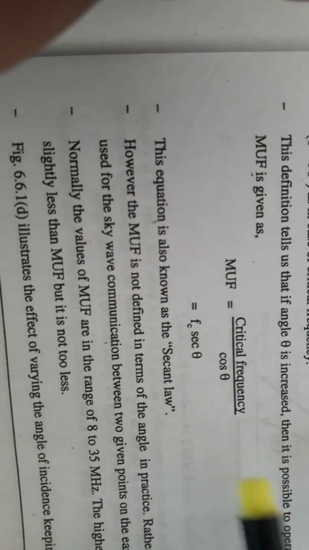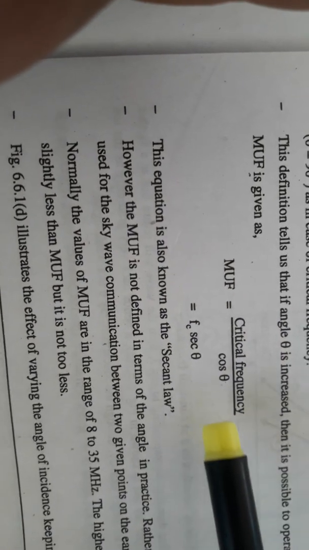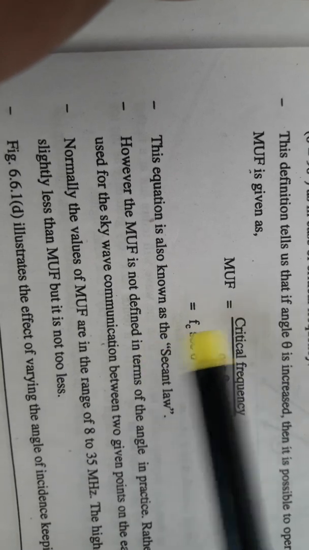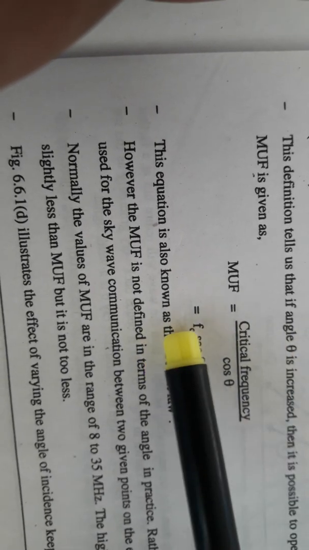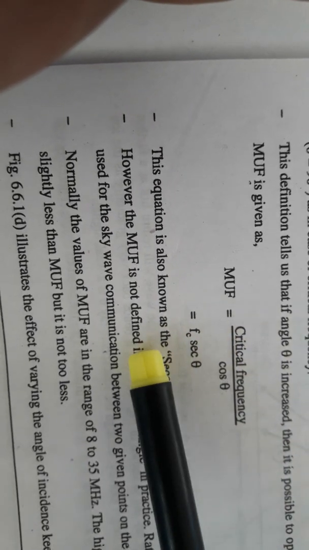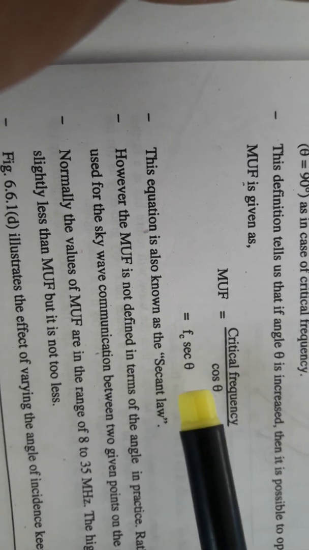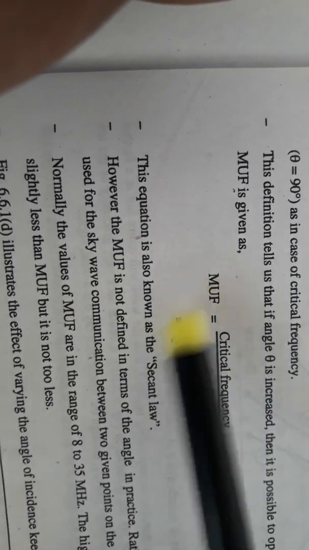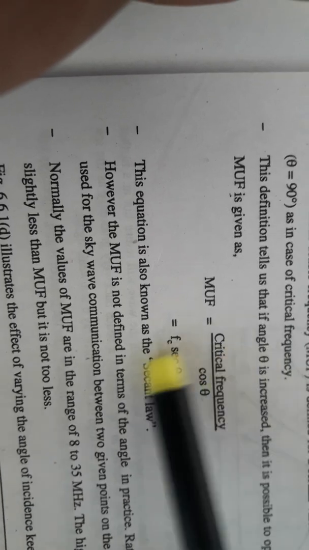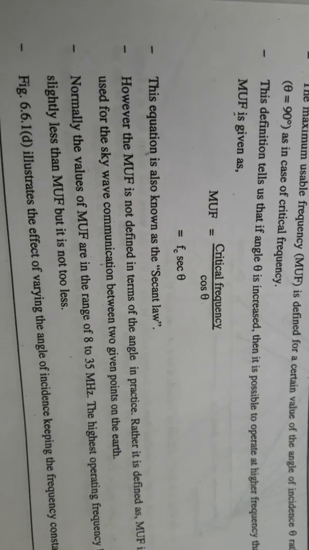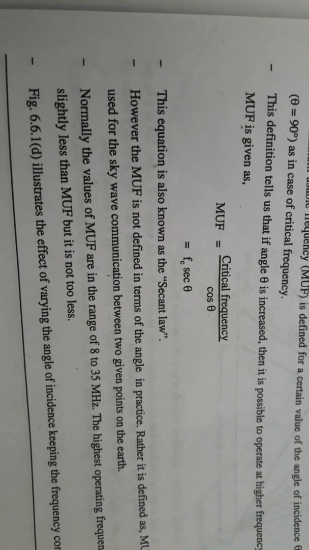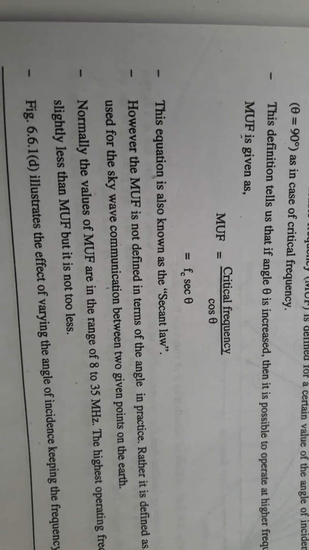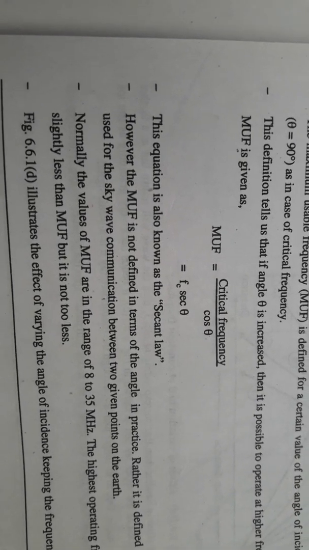So MUF is given by an equation. Here you are observing the equation. The maximum usable frequency is equal to the critical frequency divided by cos theta. If the critical frequency is fc, then MUF equals fc times 1 upon cos theta, and 1 upon cos theta is sec theta. So MUF is equal to fc sec theta, where theta is the incident angle, right? So if we increase theta, then it is possible to operate at a higher range of frequency. This equation is also known as the secant law.